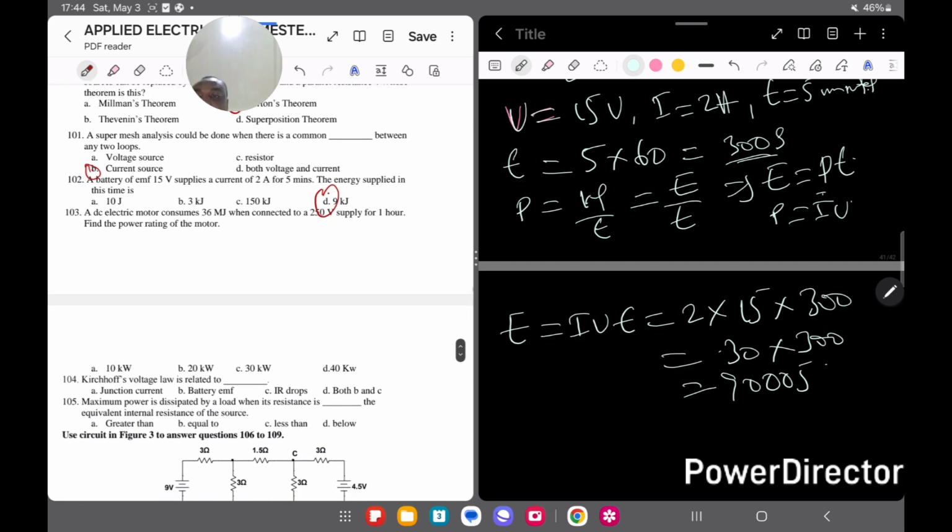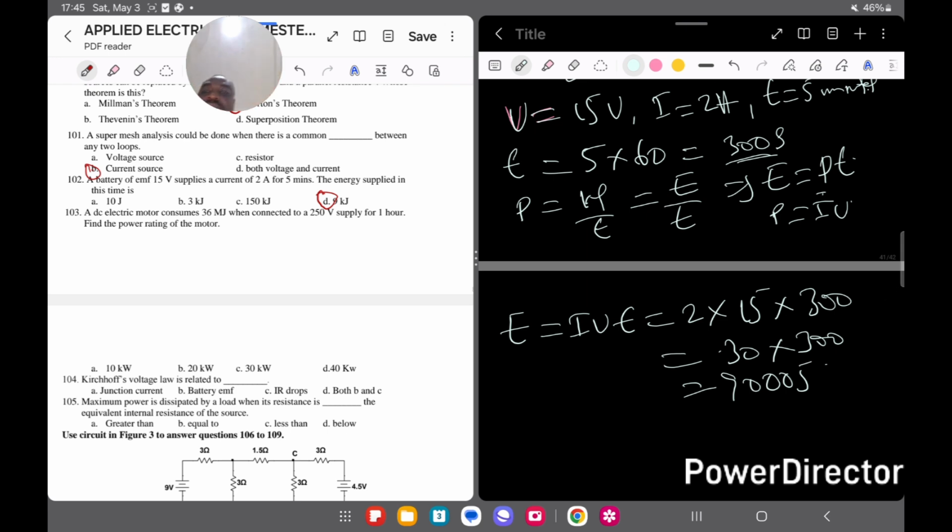So moving to question 103. A DC electric motor consumes 36 megajoules when connected to a 250 volt supply for 1 hour. Find the power rating of the motor.